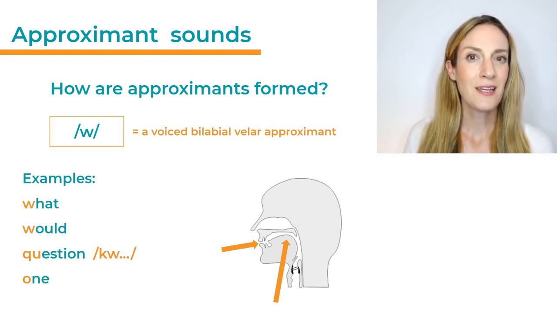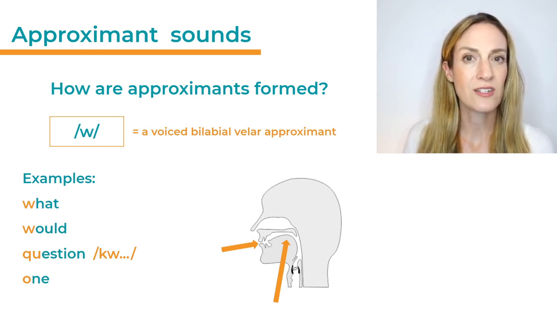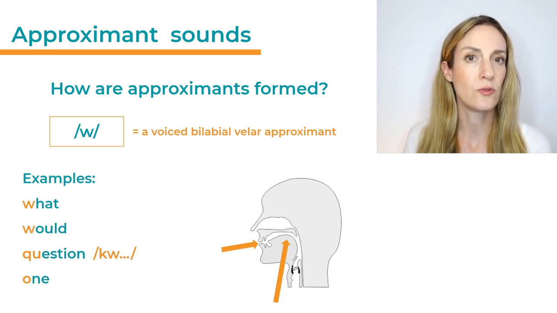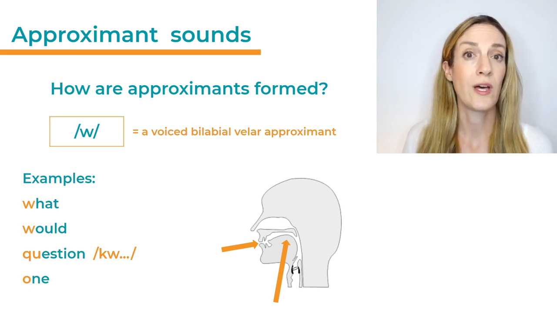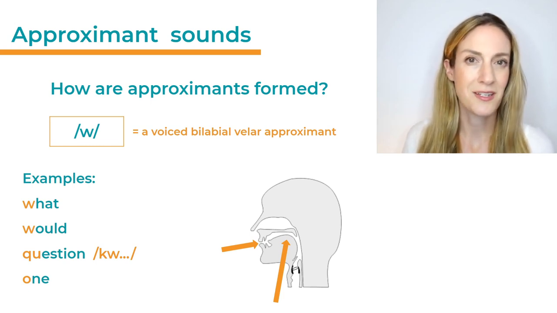Now the next word, however, question, here we have the spelling Q-U. It's also quite a common spelling pattern. And Q-U always forms a K-W sound in English. So both of them together, KW, question. And there are many other words starting with Q-U in English.